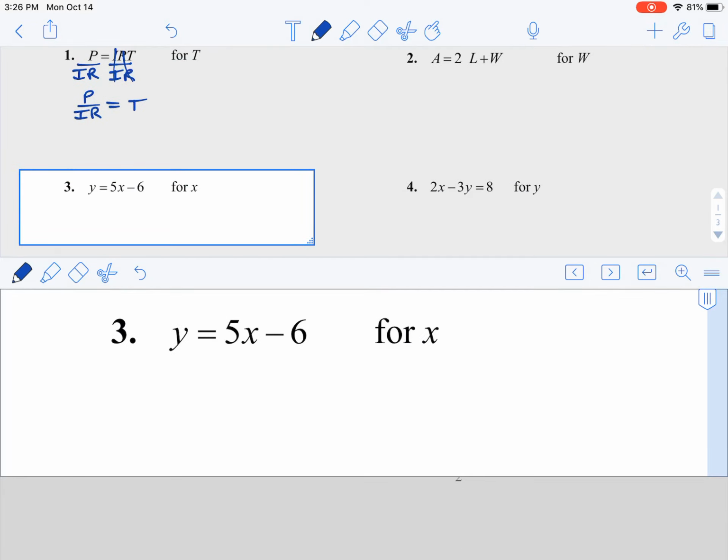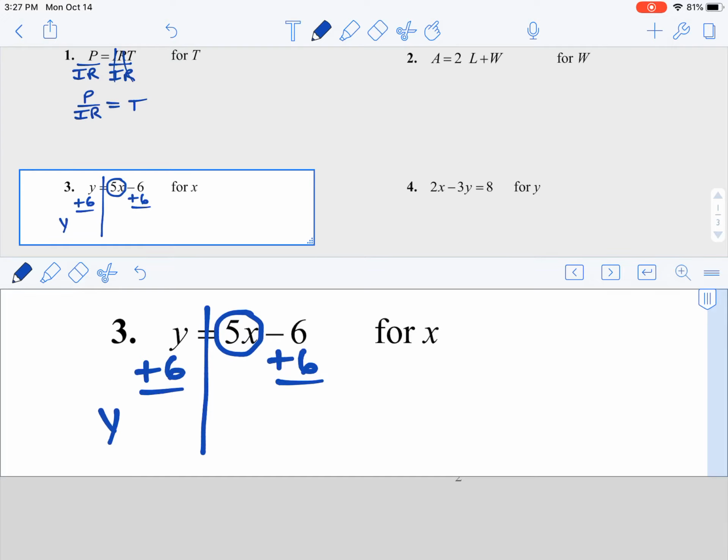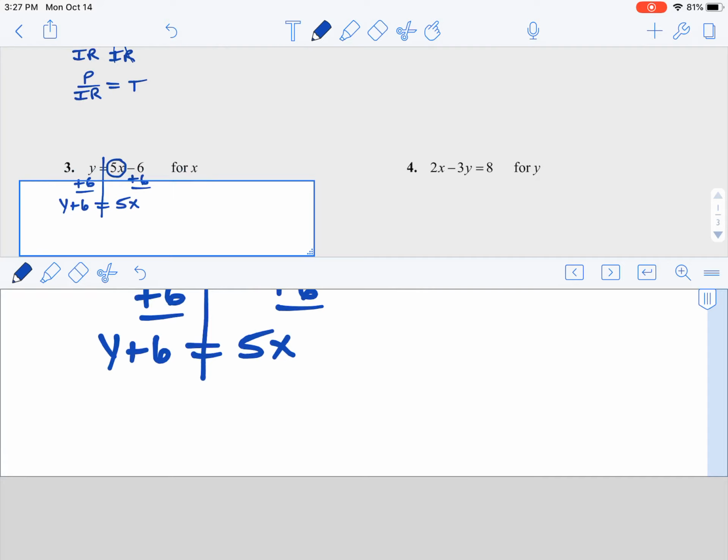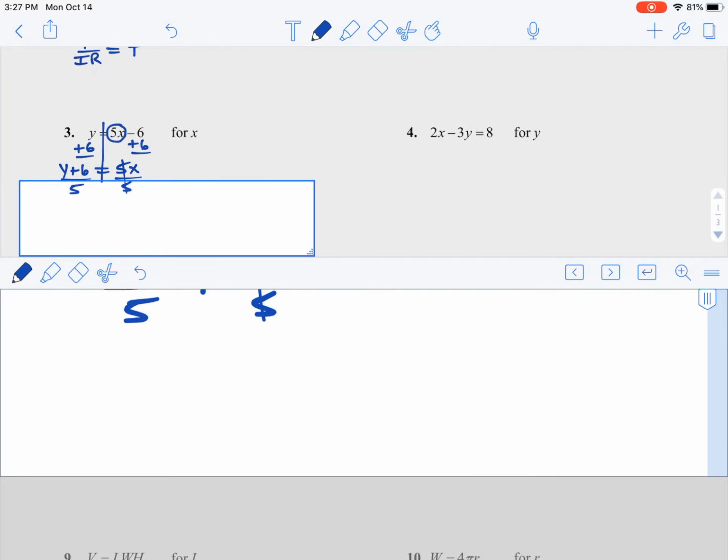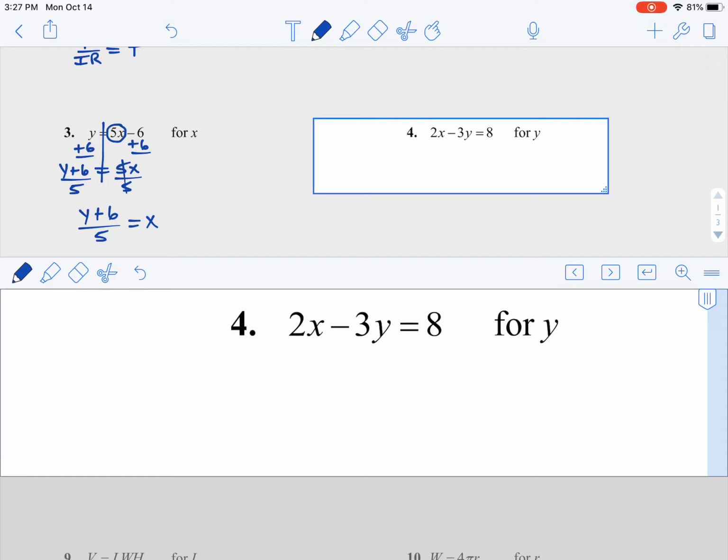Look at number 3. To solve this for x, you would do the same steps as you would for a normal 2-step. So we're going to get rid of the 6 first. So y plus 6 equals 5x. Then to get x by itself, we're going to divide both sides by 5. Just make sure you divide the whole left side by 5. So (y plus 6) over 5 equals x. Done.